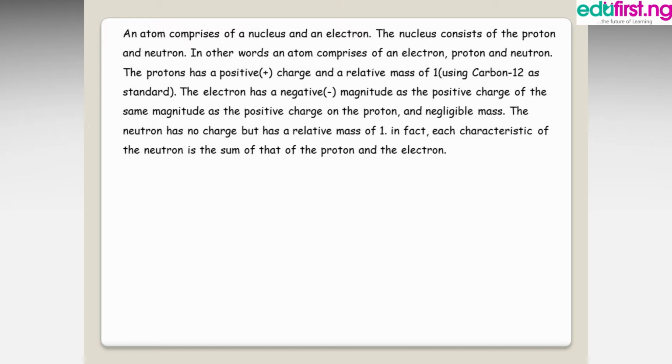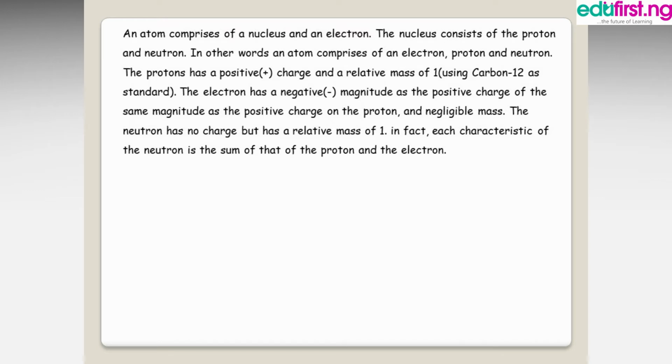The proton is positively charged, you could use P to remember that the proton is positively charged, so the proton will be +5, while the electron, negatively charged, is -5. Well, the neutron has no charge, but it has a relative mass of 1.